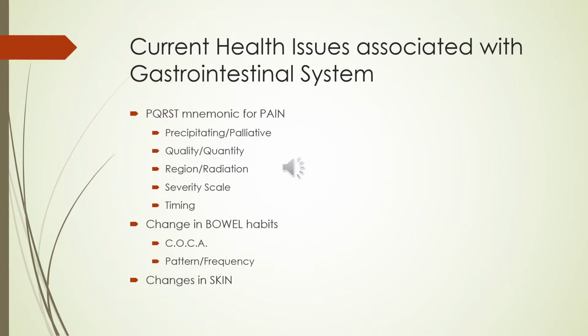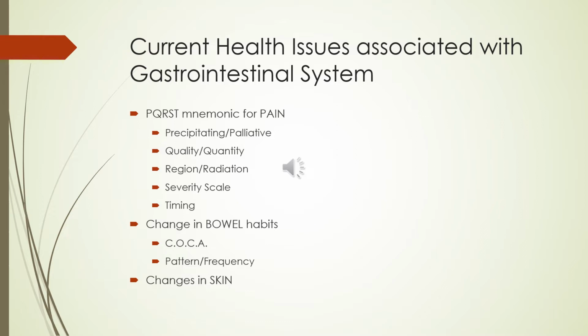So things like pain, changes in bowel habits, and changes in our skin are things that are associated with gastrointestinal system changes or overall health of our gastrointestinal system. Your book talks about the PQRST mnemonic for pain. So we need to find out what is precipitating the pain, what makes it better. We want to know the quality and the quantity of the pain, the region or the radiation of the pain, severity on our scale of 0 to 10 with descriptors, and then the timing. So when is this pain occurring?